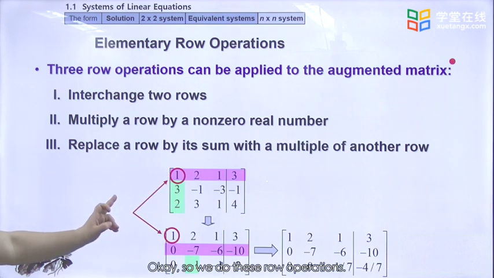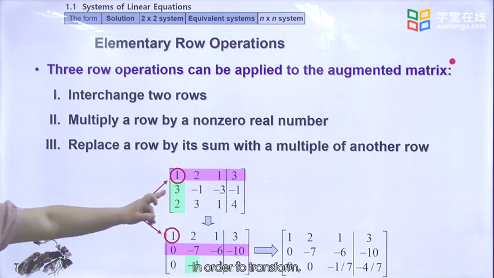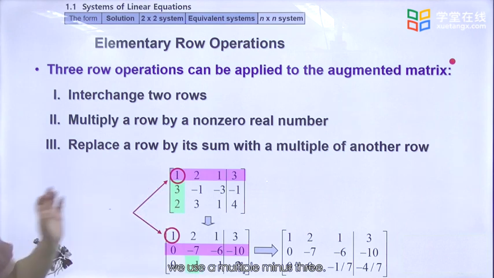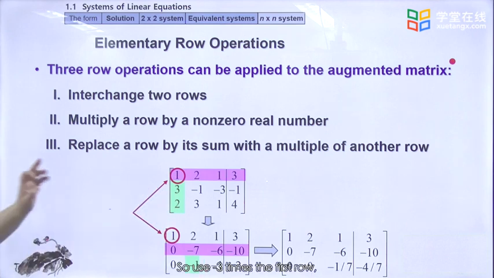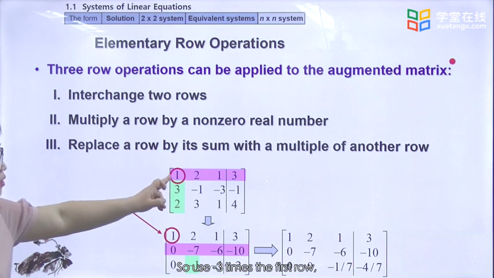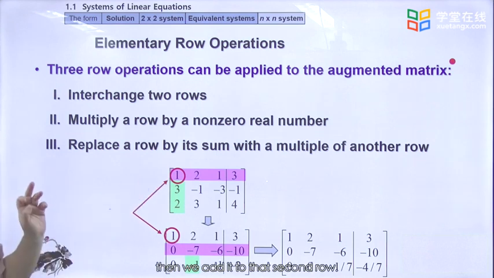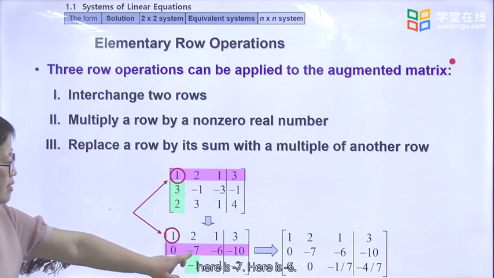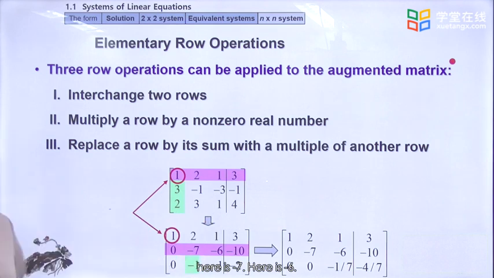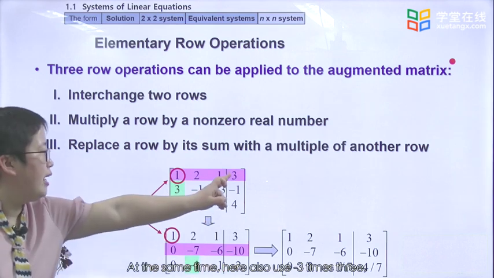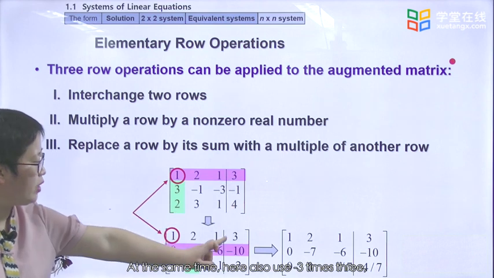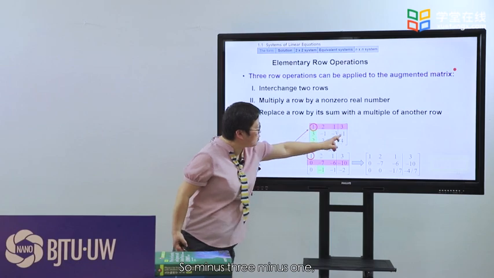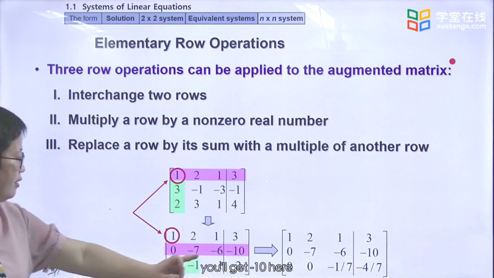So we do these row operations. In order to eliminate this number 3 to be 0, we use a multiplier of -3. We use -3 times the first row, then add it to the second row. So we will get 0 here, -7 here, and -6 here. At the same time, here we use -3 times 3 and get -9, and here is +3. So -3 minus 1, you will get -10 here.